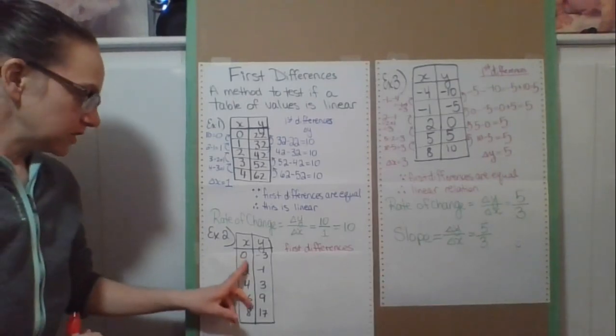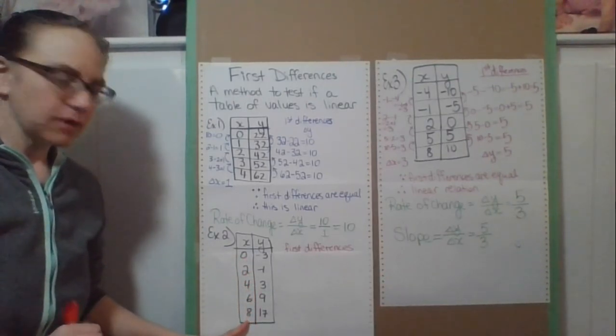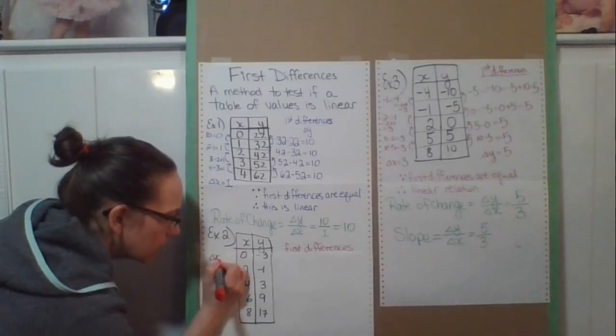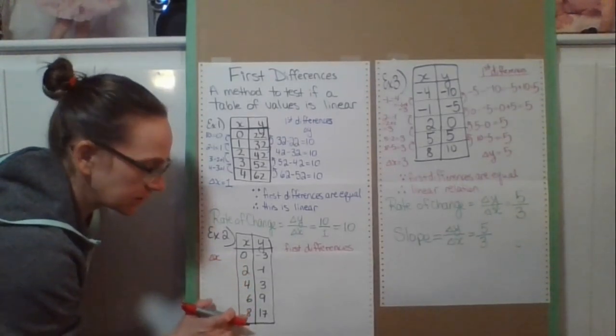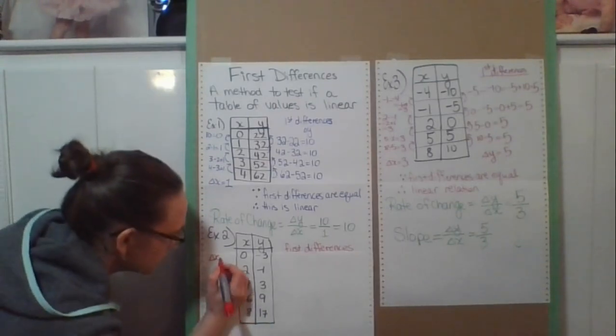Okay, seems like I accidentally paused it when I worked through example 2, so let's work through it again. First thing we want to look at is to see if my change in x is constant. So I can count by 2s. 0, 2, 4, 6, 8. So I'm clearly going up by 2.